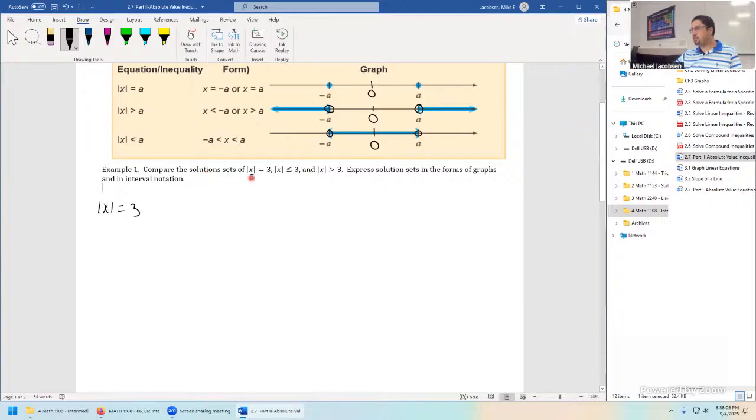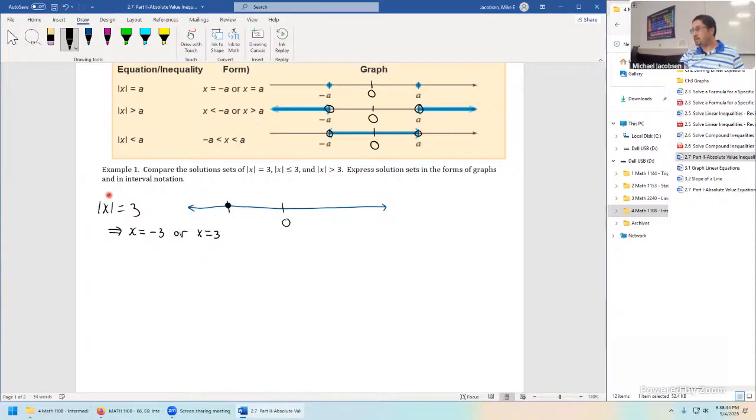We're going to compare the solution sets of all three of these expressions, and express the solution sets in the forms of graphs and in interval notation. So this one was just the last section, 2.7 part 1. When we write this out as a graph, it looks like this. First, I want to plug in 0. The absolute value of x equals 3 immediately implies x equals -3, or x equals +3.